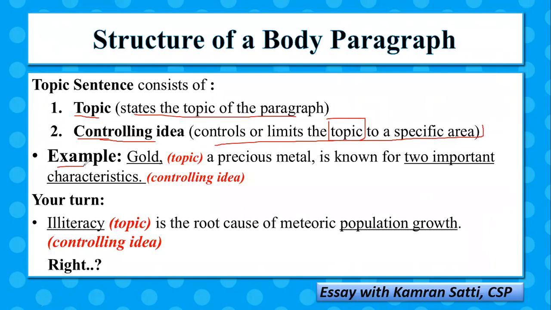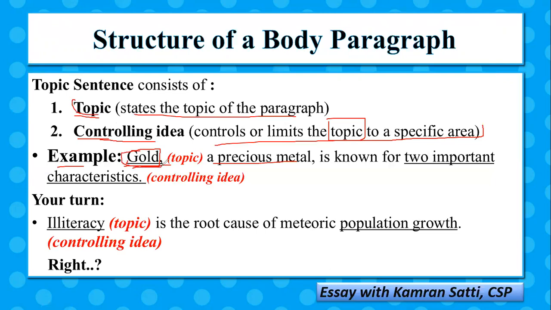Let's discuss this with an example. Let's read this sentence: "Gold, a precious metal, is known for two important characteristics." Now here the topic is gold. We're going to discuss something about gold in this particular body paragraph. Remember, this is the topic sentence, the first sentence of a body paragraph. In it we have mentioned the topic, that is gold. Now the examiner knows that we are going to talk about gold in this paragraph.